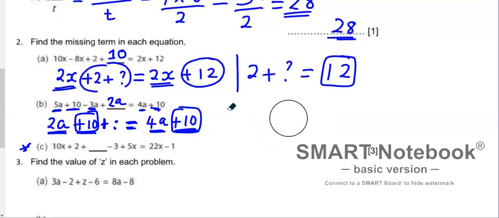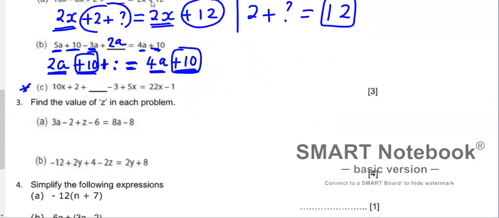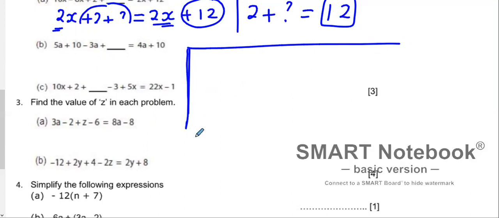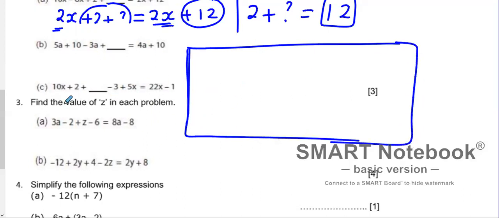Okay, let us try to proceed somewhere here. All right, here you go. 10x plus 2 plus a certain number here, minus 3 plus 5x equals 22x minus 1. All right, so let us try to delete everything so that I can have a clear space. Okay, I think this space will be more than enough. So 10x plus 2 plus a certain number minus 3 plus 5x equals 22x minus 1.